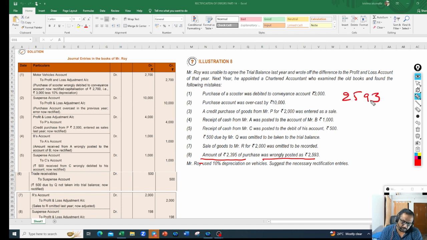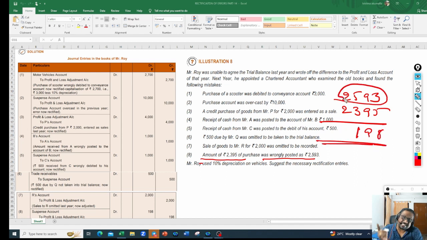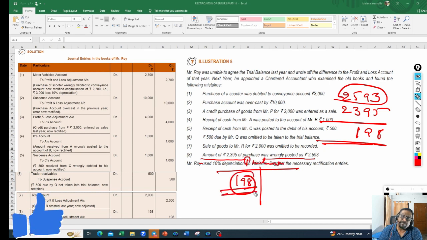Next. An amount of 2395 of purchase was wrongly posted as 2593. 2593 is the wrong amount. The actual amount is 2395. The difference is 198 rupees. 198 rupees is excess debited in the purchase account. If it is excess debited, where is the shortage? Shortage is here, on the credit side.